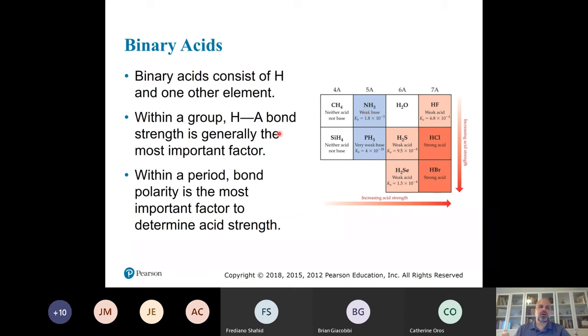So within a group, the HA bond strength is generally the most important factor.